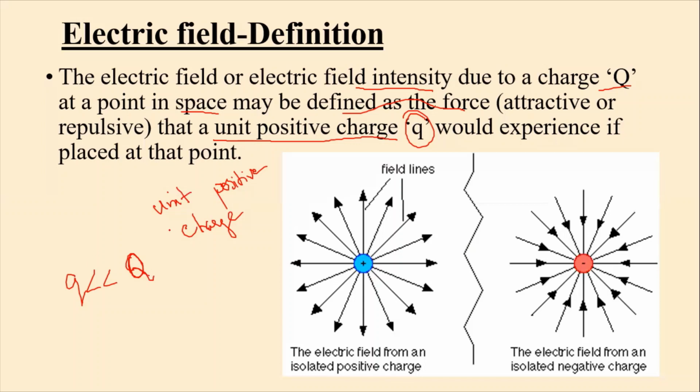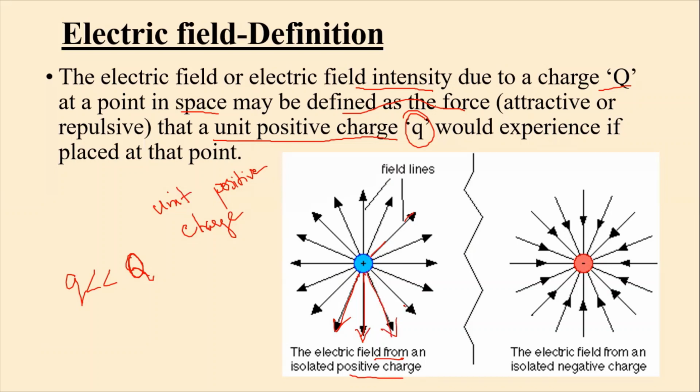Now here you can see two diagrams which represent the electric field. This is the electric field from an isolated positive charge. For a positive charge, you can see that the field lines are directed outwards radially in all directions. That means the symmetry possessed is spherical symmetry or radial symmetry.